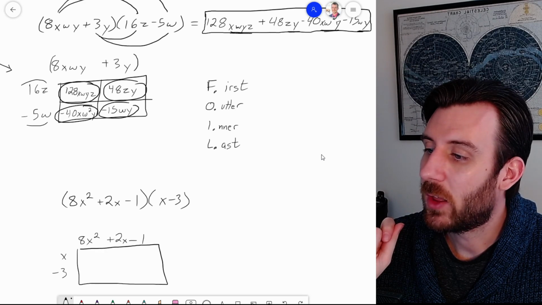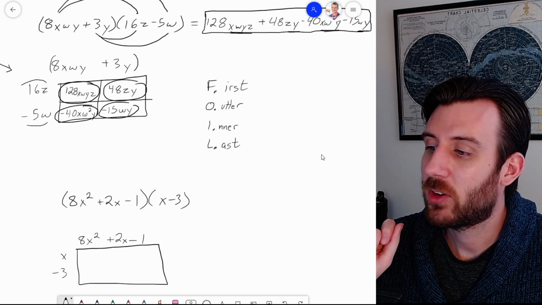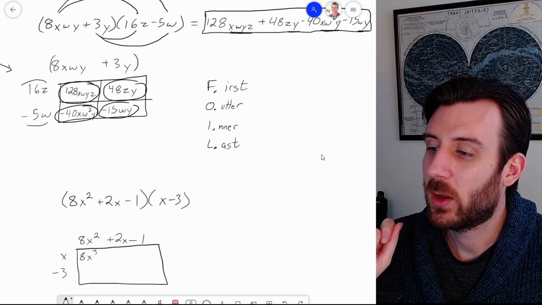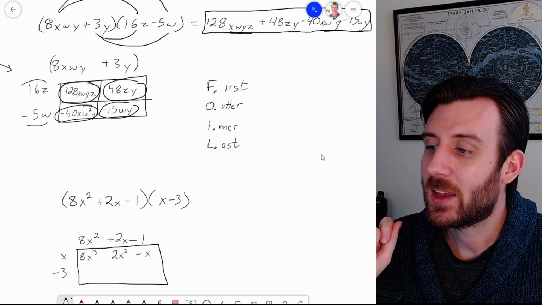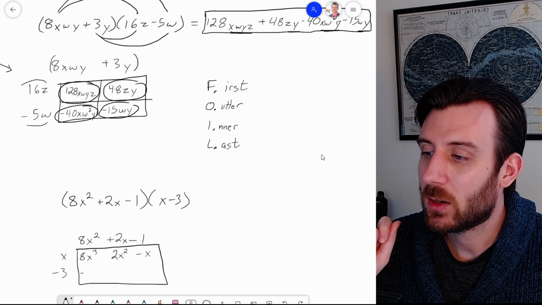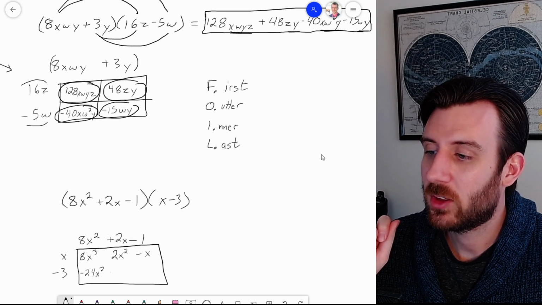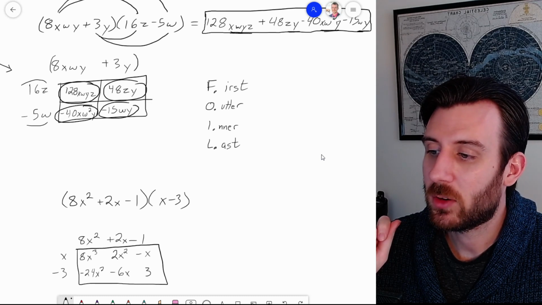We're going to look at this through the lens of length times width in our rectangle, and we'll just multiply on through. X times 8x squared gets me 8x cubed. X times 2x gets me 2x times x, which is 2x squared. X times negative 1 would be the opposite of one group of x, which is just negative x. Negative 3 times 8x squared would be negative 24x squared. Negative 3 times 2x gets me negative 6x, and negative 3 times negative 1 gets me a positive 3.